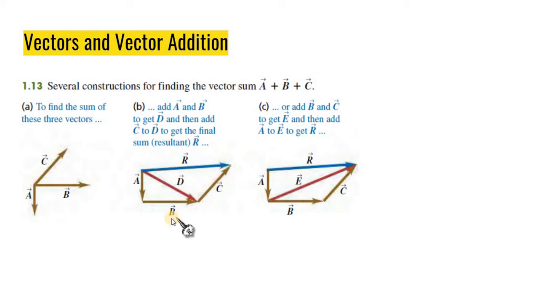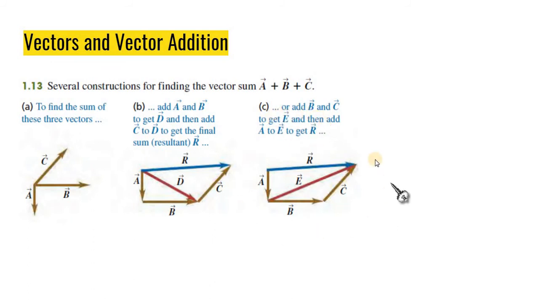So as you see here, it is connected. First, A plus B is connected head to tail. And then when vector D is solved, the head of vector D is connected to the tail of vector C. And then you draw a line here and solve the resultant vector. Figure C.